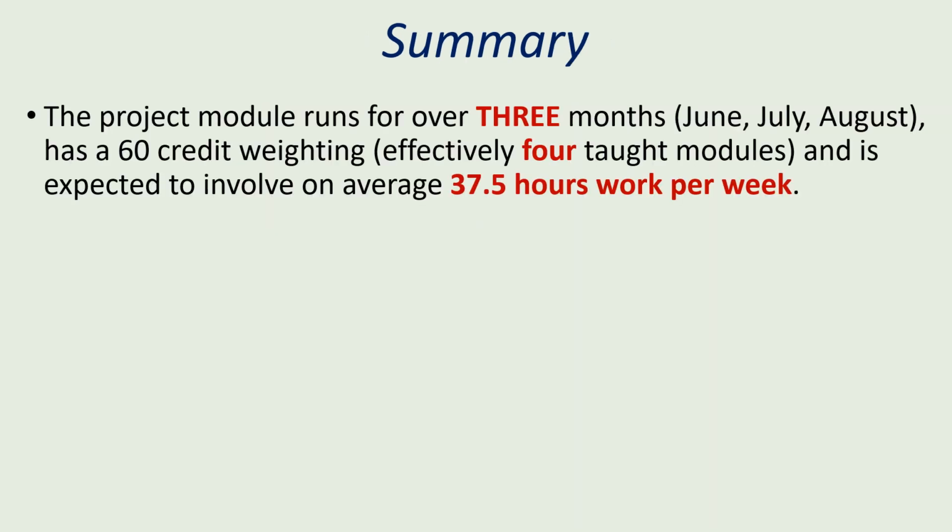So, just to summarize, the project module runs for over 3 months: the whole of June, the whole of July, the whole of August. It has a 60 credit weighting. In English, that means it is effectively the equivalent of 4 taught modules. You are expected to spend an average of 37.5 hours per week working on the project. It is a full-time engagement. It is a significant undertaking. I would not want to understate that in any way. You cannot do the project part-time, certainly not at master's level.